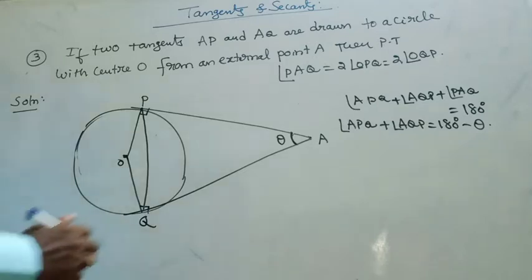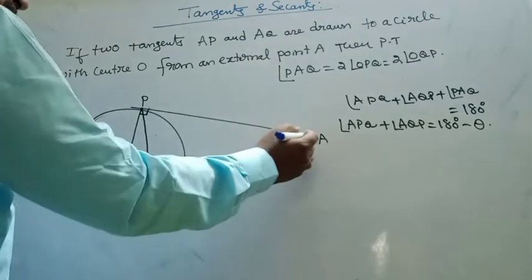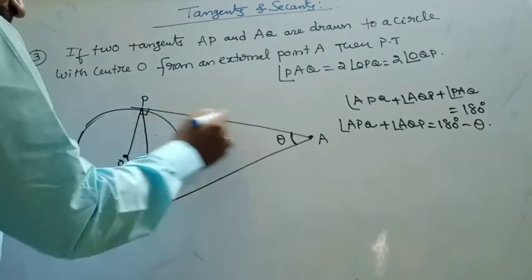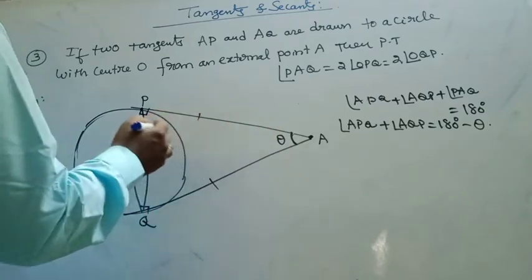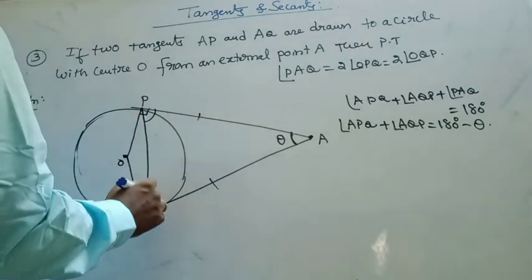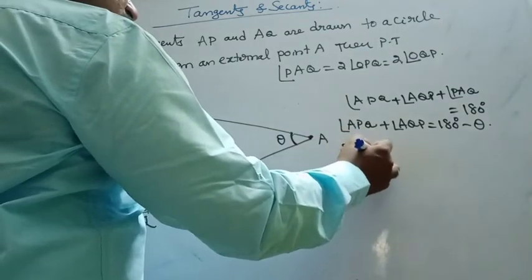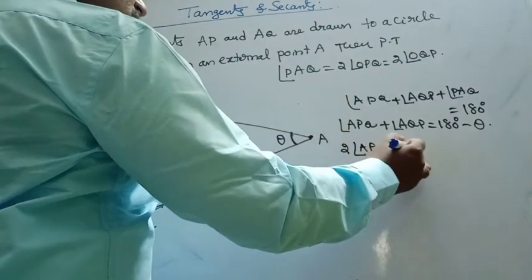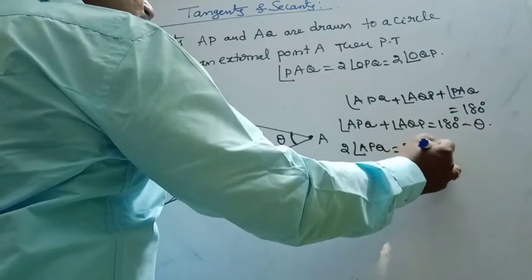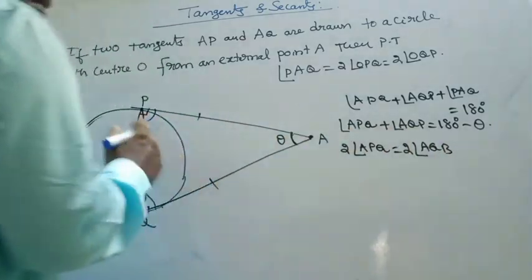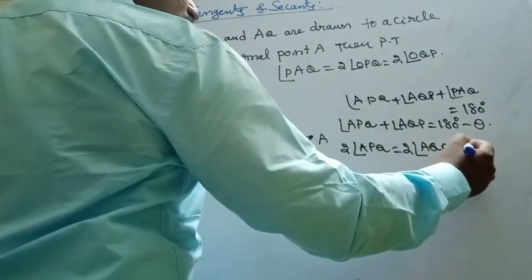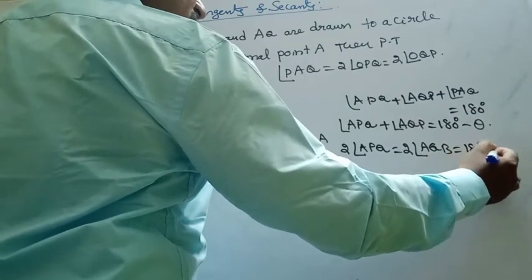Now you know that one thing here, these two tangents are drawn from an external point. Those lengths are equal. Therefore, these two angles are equal. If these two angles are equal, what are we going to get? 2 times angle APQ, this, and this is equal to 2 times angle AQP, because those two angles are equal. Then you will be getting this is equal to 180 degrees minus theta.